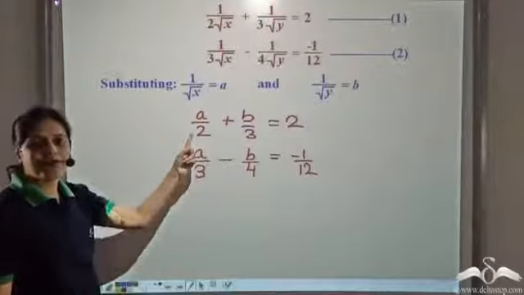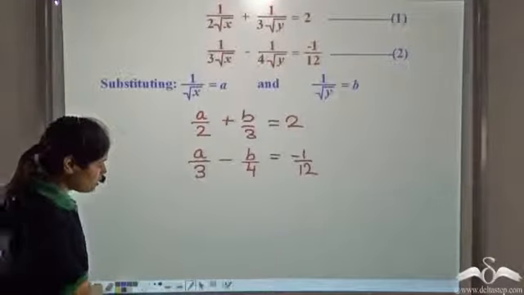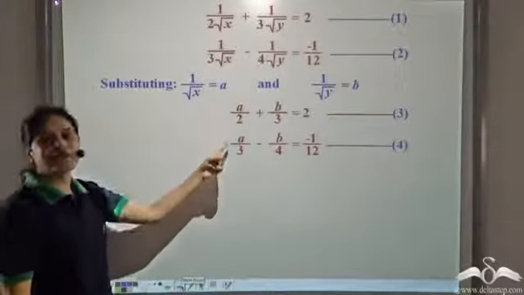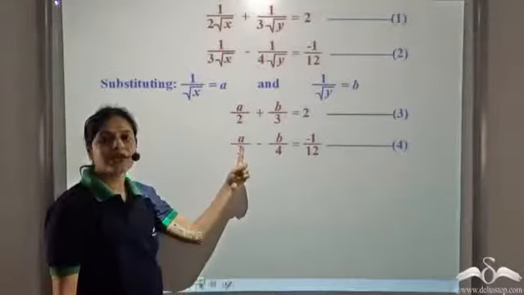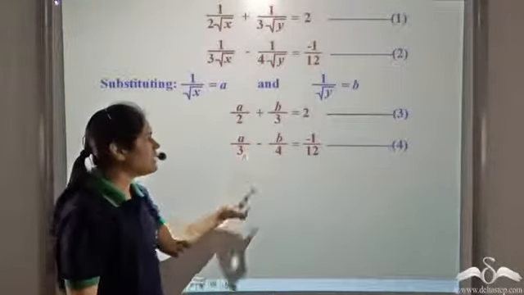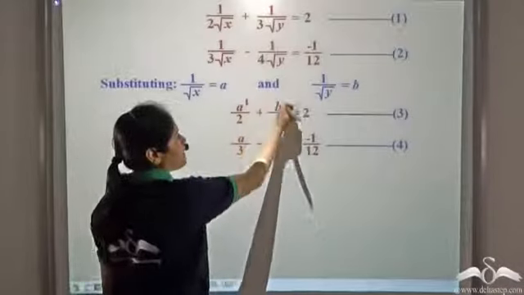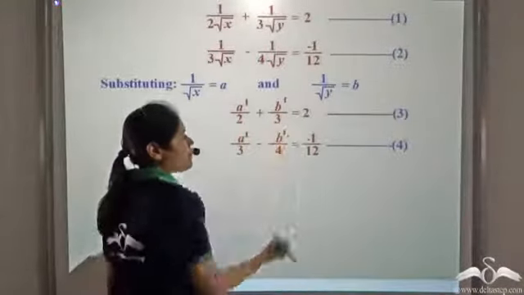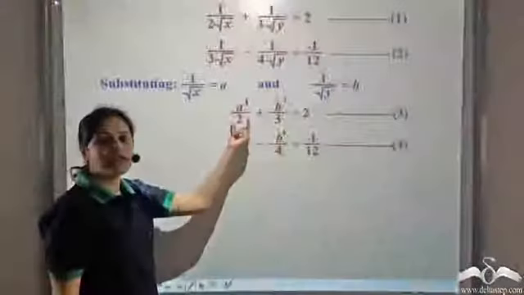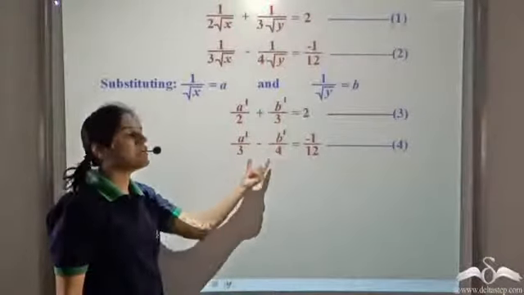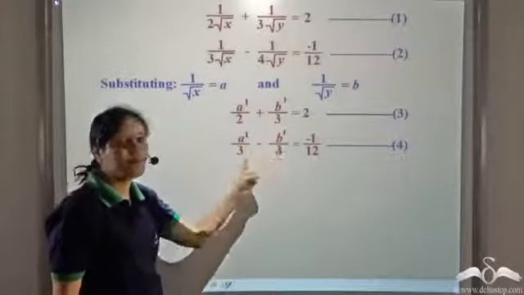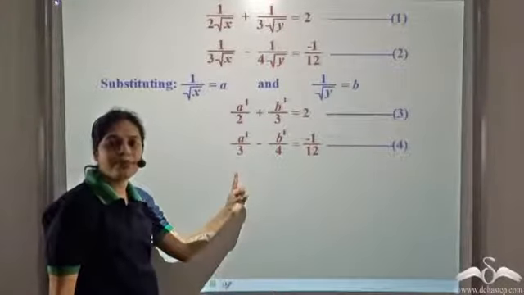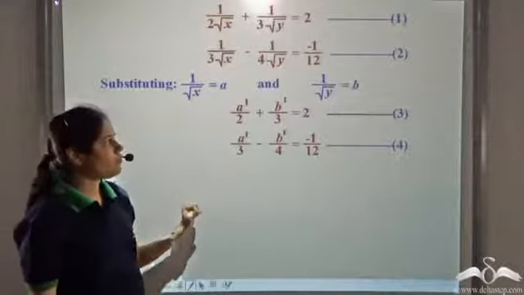So this is what we have. Now these are two linear equations in two variables, a and b. Why linear? Power of a is 1, b is 1. Power of a in this equation is 1, power of b is 1. So these are two linear equations in two variables, a and b, and we can solve them. So let us solve them now.